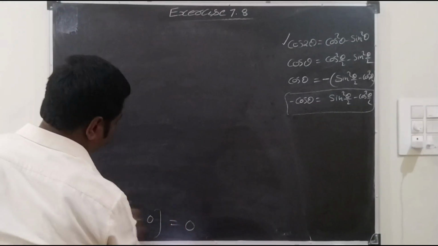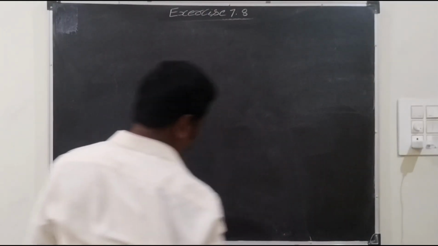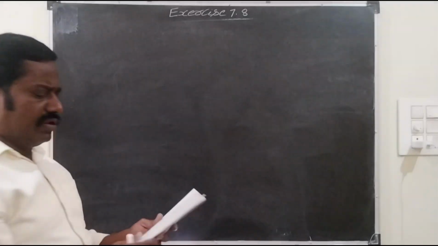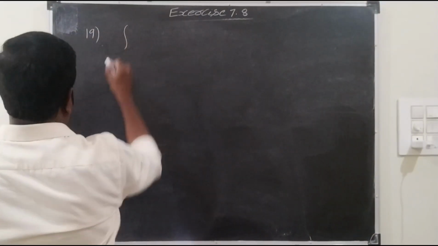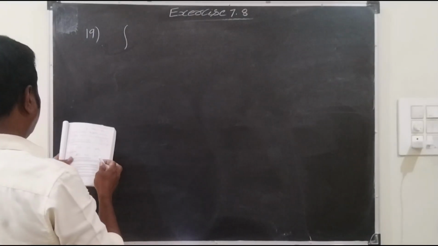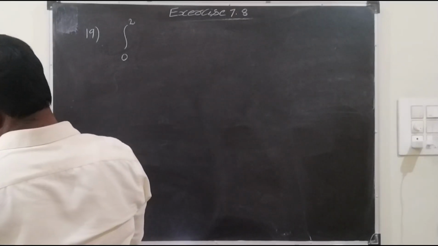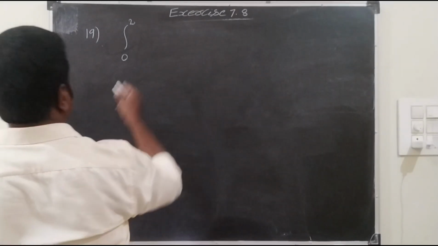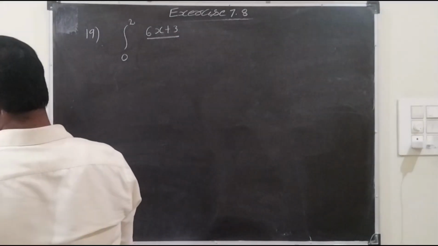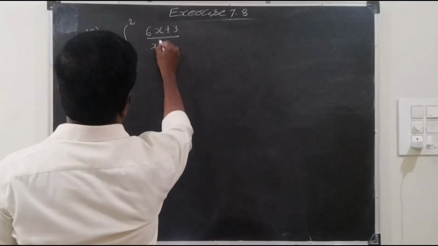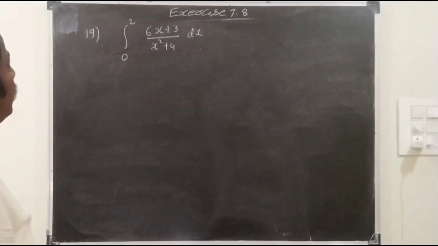Next, integral from 0 to 2, 6x plus 3 by x square plus 4. This one is simple.